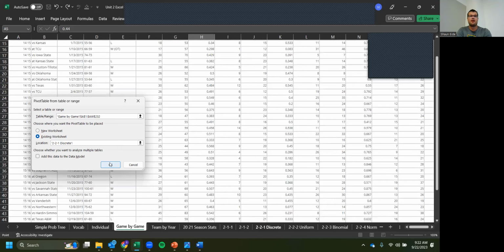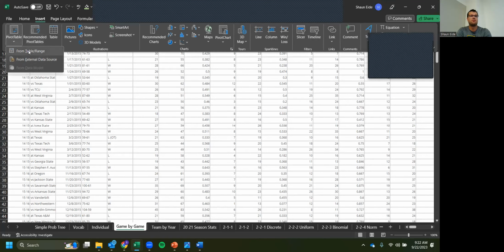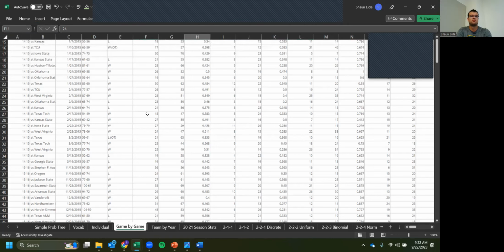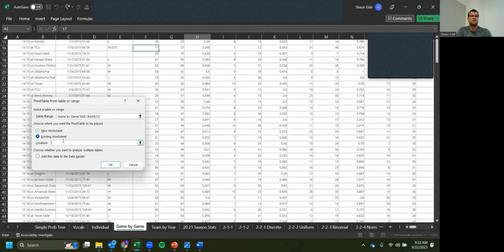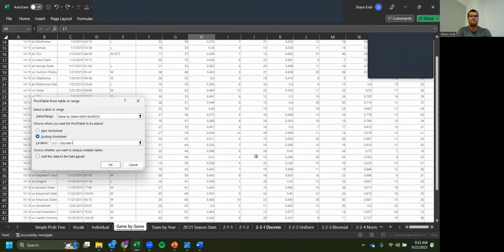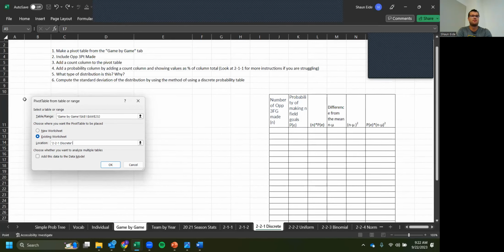For some odd reason, it's not going to discrete, and it just does not like me. Okay, let's try that one more time. Insert, pivot table, existing worksheet. Oh, there we go.